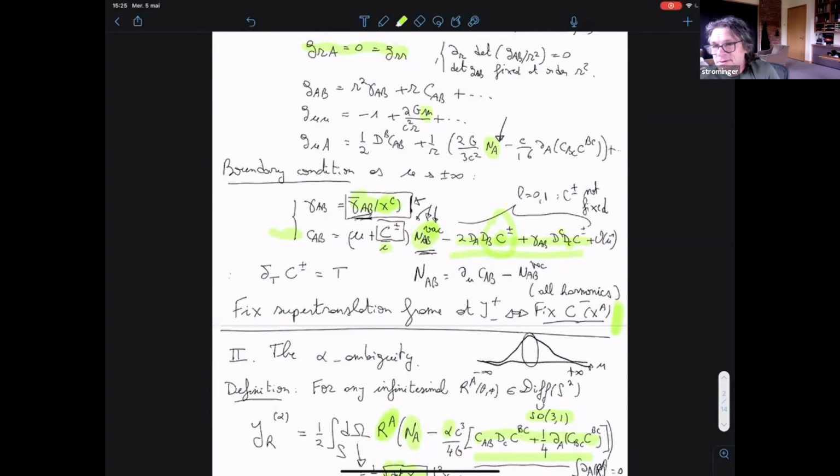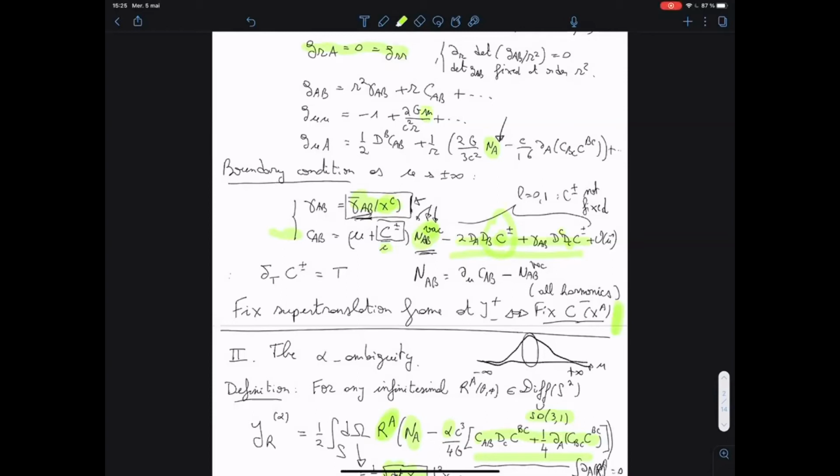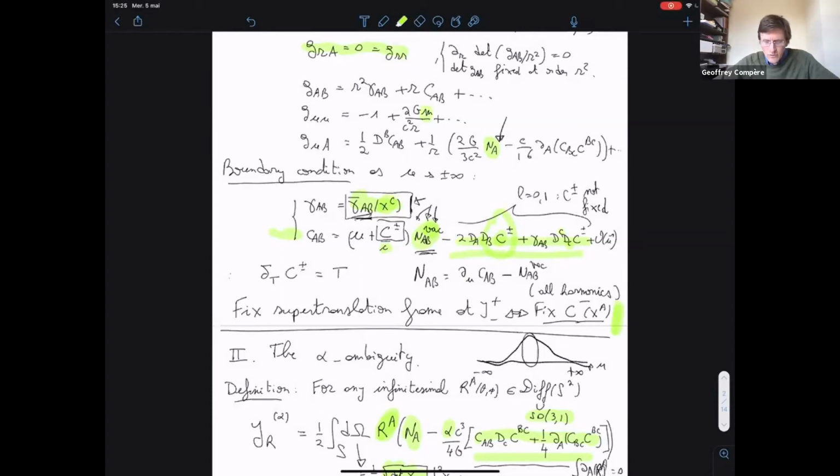I want to define the momentum independently of this. The angular momentum should be encoded in the Weyl tensor. It should not depend on the diffeomorphisms. The intrinsic angular momentum.